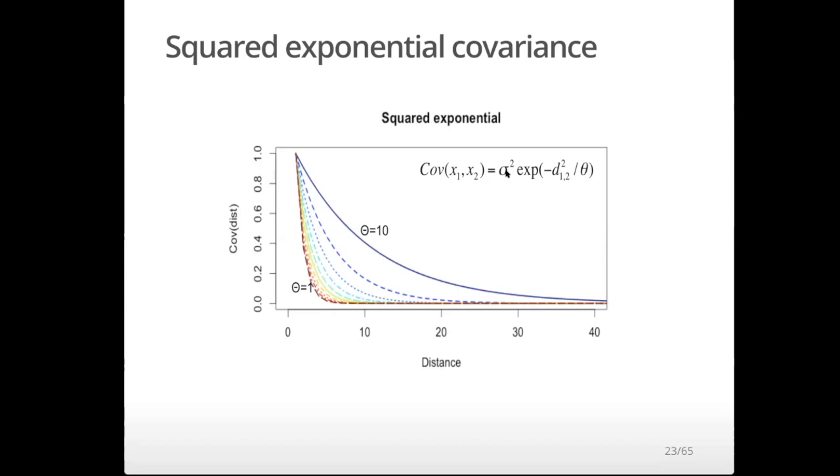So sigma controls the variance, basically the intercept on the y-axis here, and then theta is going to determine how quickly that covariance is decaying as a function of distance. So when theta is large, sites that are far apart are going to be more correlated, but when theta is very small, it means the correlation is going to drop off really sharply between locations.